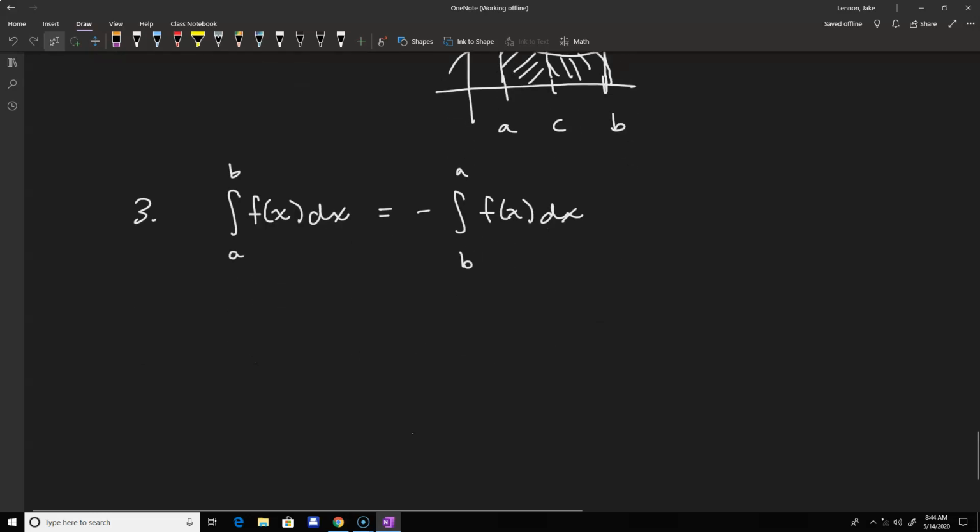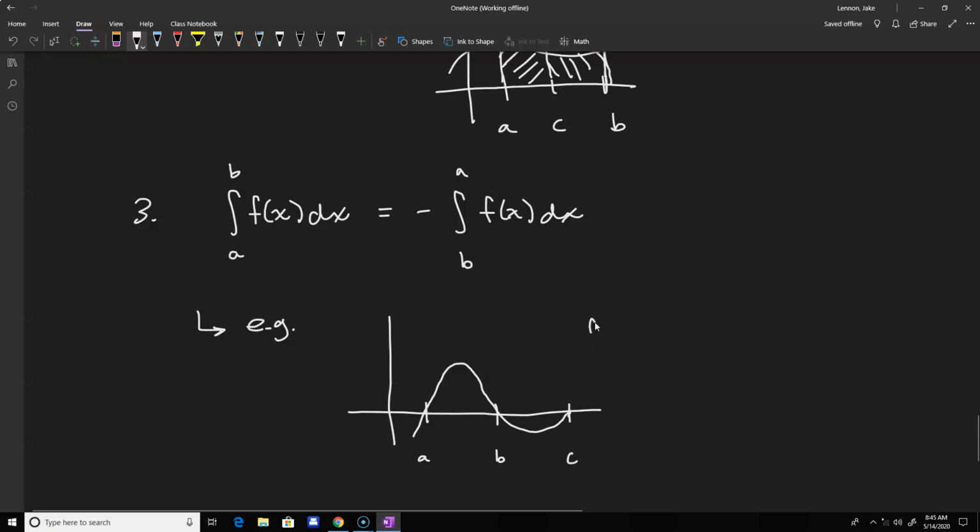Just to highlight this one, let's do a little mini example here. So for example, let's say we have some picture. Let's say we have a, b, c. Sorry. And let's say our curve, I don't know, does this. Okay, so we'll call it again, as usual, y equals f of x, something like that. Let's say this has area 5, and this has area 3.